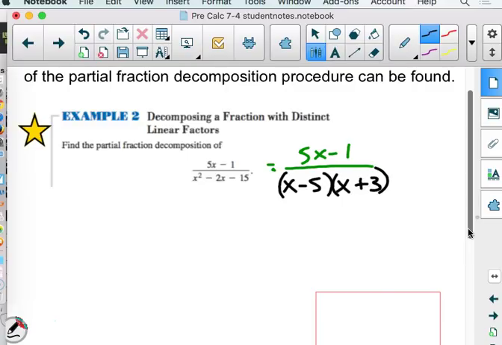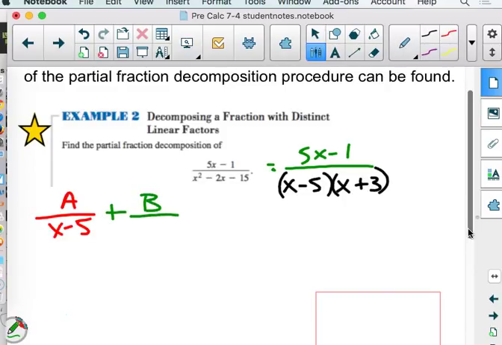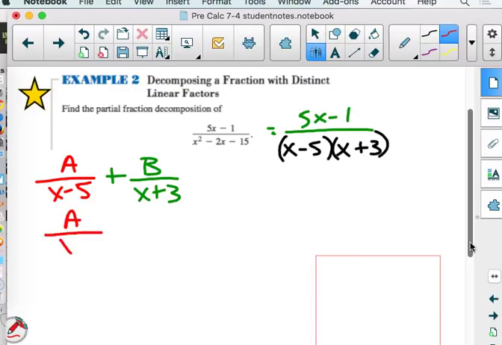So what that tells me is there was some A value over x minus 5 that could have been added to some B value over x plus 3 that when you actually did the addition came out to 5x minus 1. So what I want to find is that A and B. So here's what we do. We just pretend for a little while that it is just A and B, and we think about what we would have to do to these fractions to get them back to the answer, which was 5x minus 1 over x squared minus 2x minus 15.